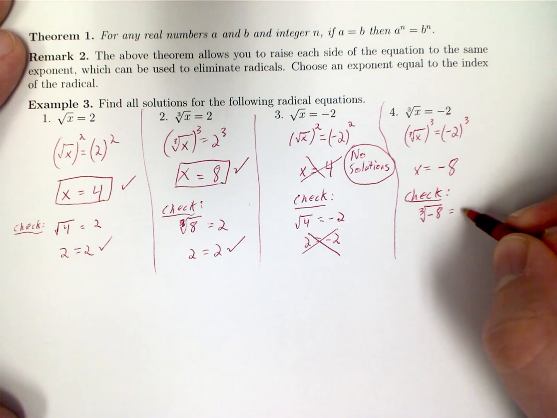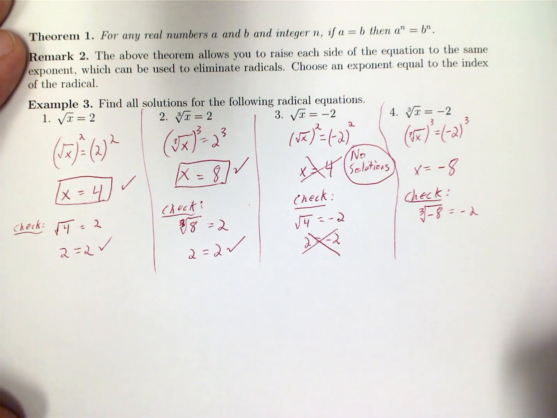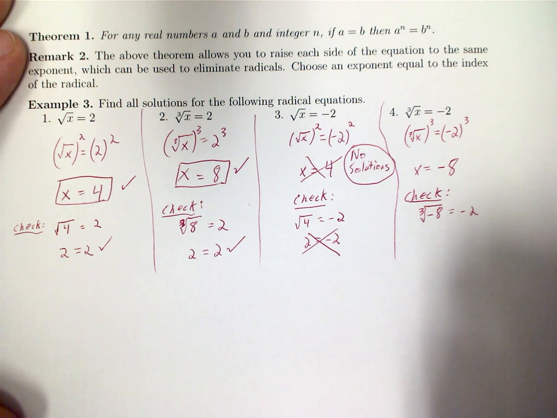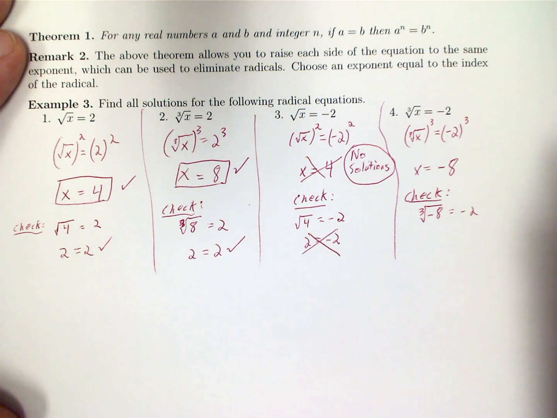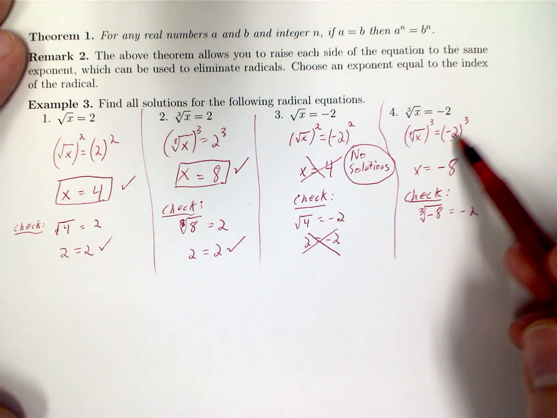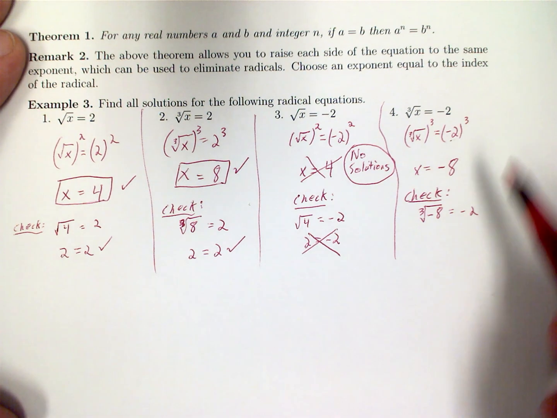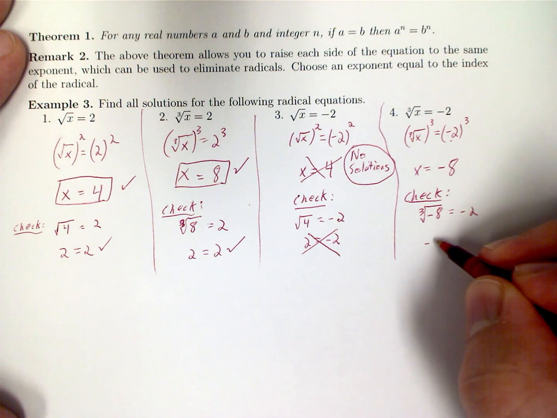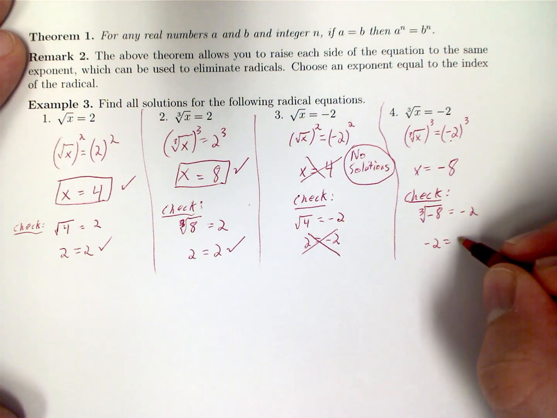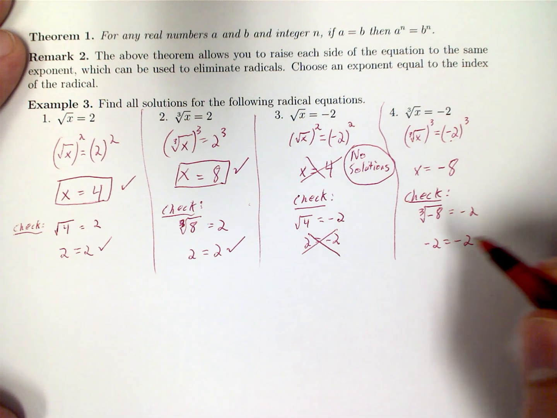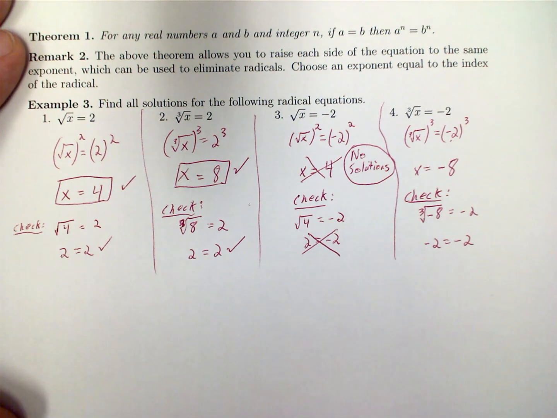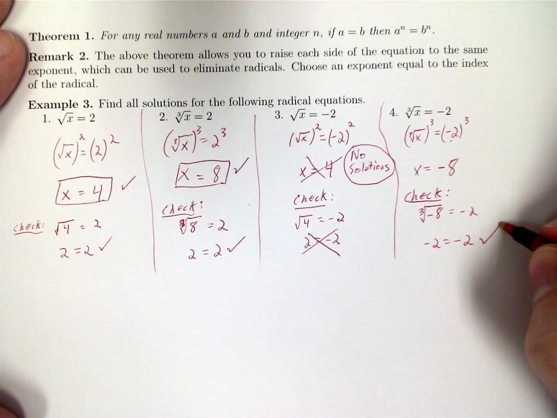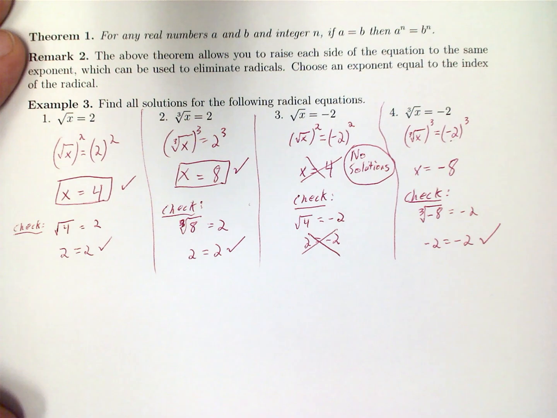Does the cube root of negative 8 equal negative 2? A cube root says, what times itself 3 times is equal to negative 8? And we just saw negative 2 multiplied by itself 3 times is literally negative 8. So the cube root of negative 8 is negative 2, because negative 2 times negative 2 times negative 2 is negative 8. And does negative 2 equal negative 2? It does.